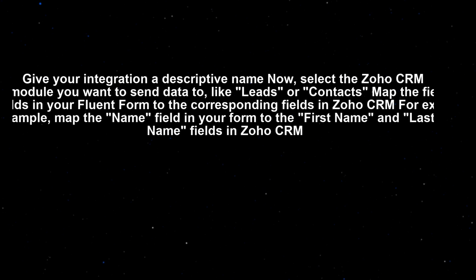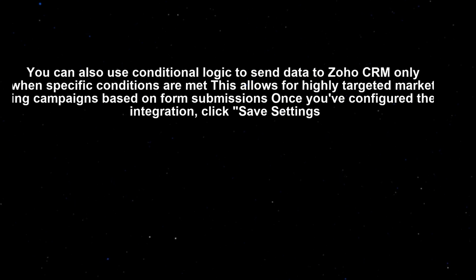Map the fields in your Fluent Form to the corresponding fields in Zoho CRM. For example, map the name field in your form to the first name and last name fields in Zoho CRM. You can also use Conditional Logic to send data to Zoho CRM only when specific conditions are met. This allows for highly targeted marketing campaigns based on form submissions. Once you've configured the integration, click Save Settings.